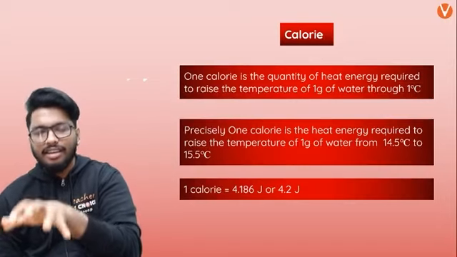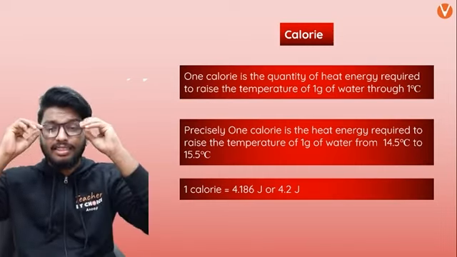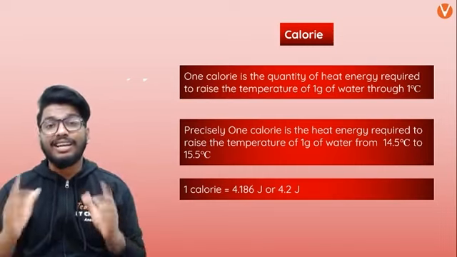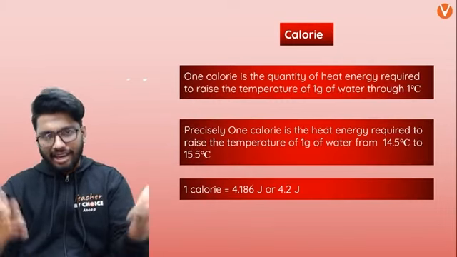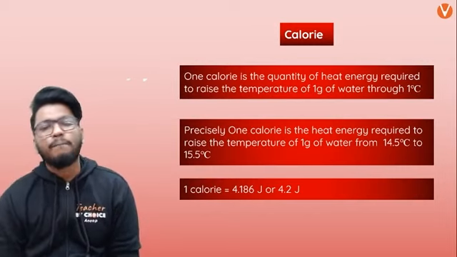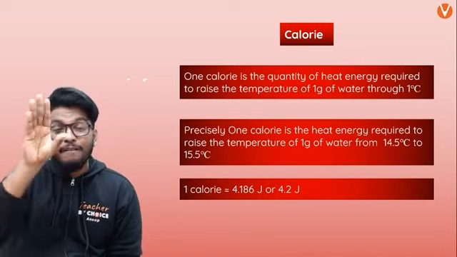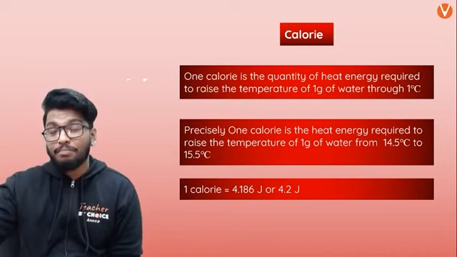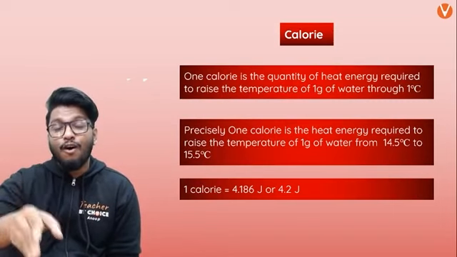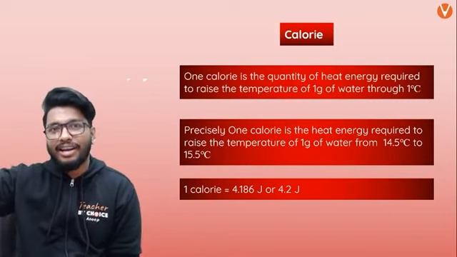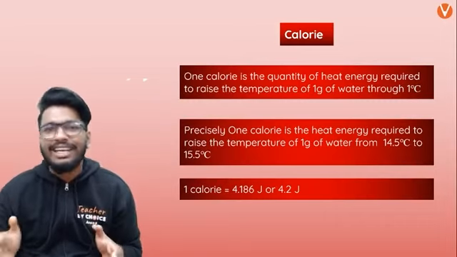So here it's very clear that between 14.5 to 15.5, the heat energy required is exactly 1 calorie. In terms of joules, that's 4.186 joules, or you can say it as 4.2 joules. And the fact is this, people, from 14.5 to 15.5, the amount of heat energy that you require is actually between 4.182 and 4.186. So it actually lies within this region itself.